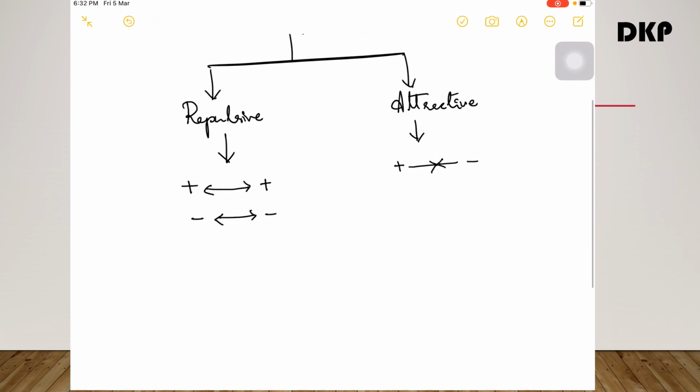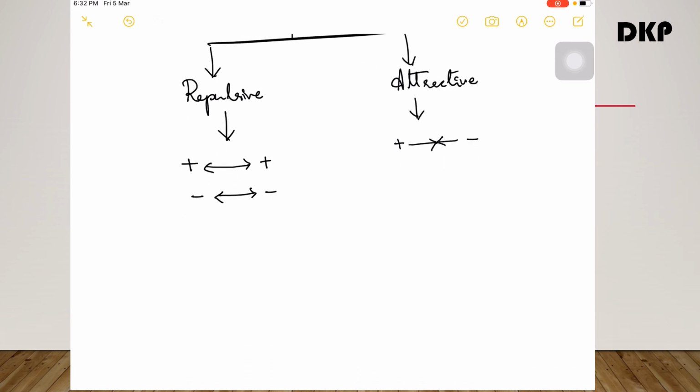So in this question, there are two charges. One charge is 0.4 microcoulomb and the other charge is minus 0.8 microcoulomb. So one is having positive charge, another one is having negative charge. So they are going to attract. So here the force is attractive force.